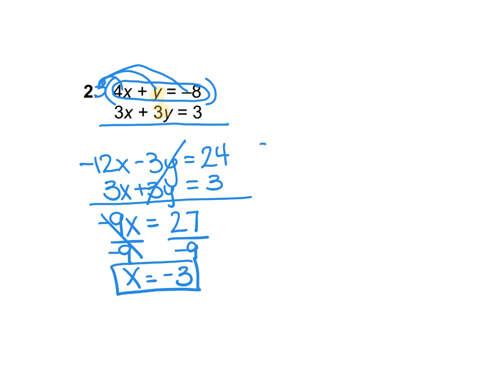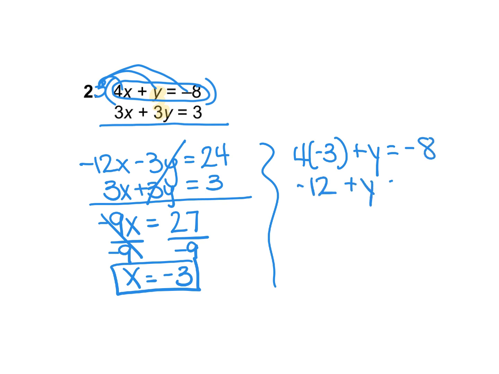So I'm going to then have 4 times, we're saying x is negative 3, so we're plugging it in, and it does not matter which equation you take. You're going to get the same answer either way. All right, so I have negative 12 plus y is equal to negative 8. And then now all I need to do is add my 12 to isolate the variable. And we have y is equal to then positive 4.